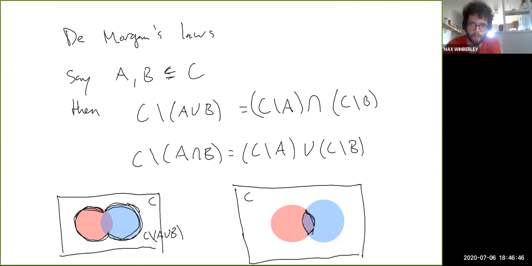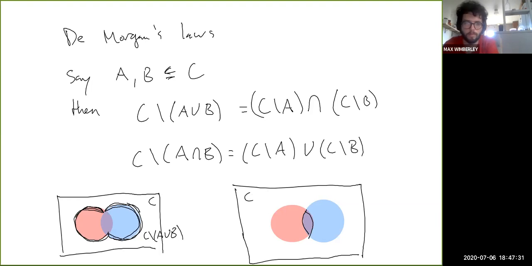In the second one, we're looking at the complement of the intersection. So everything outside of the intersection is the union of everything outside of the red circle and everything outside of the blue circle. So you can get stuff that's in the red circle and not in the blue circle, or in the blue circle and not in the red circle, but not things that are in both of them. That's the idea behind De Morgan's laws, if that helps.